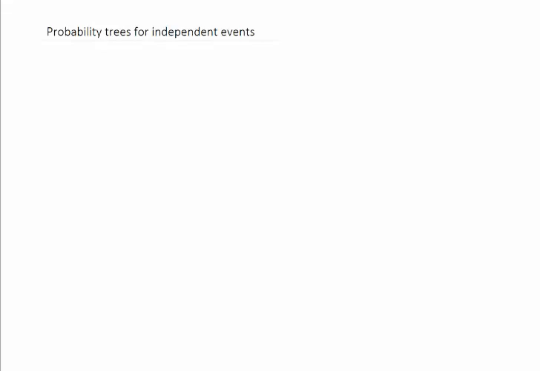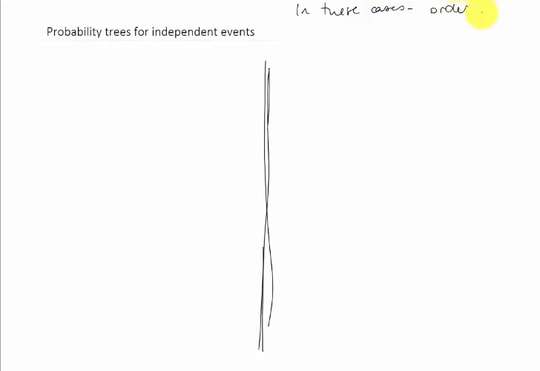Something a lot of people find useful when thinking about probability are these things called probability trees. So that's just a sort of diagram for thinking about probabilities, which I'm going to show you. And in these cases, I'm going to show you the order of events doesn't matter. That's just a little disclaimer. If the order does matter, then you probably want to think about it a bit differently.